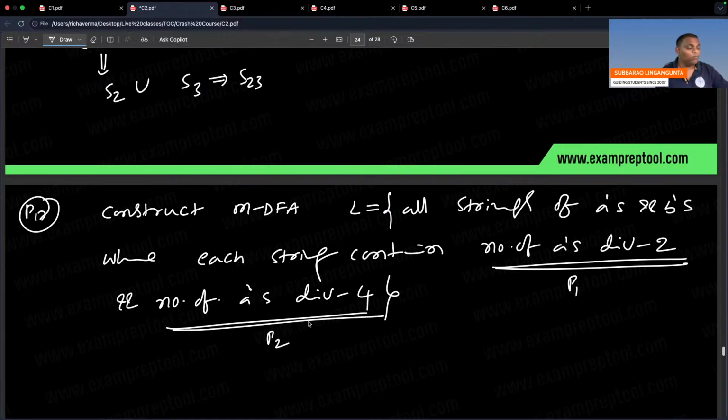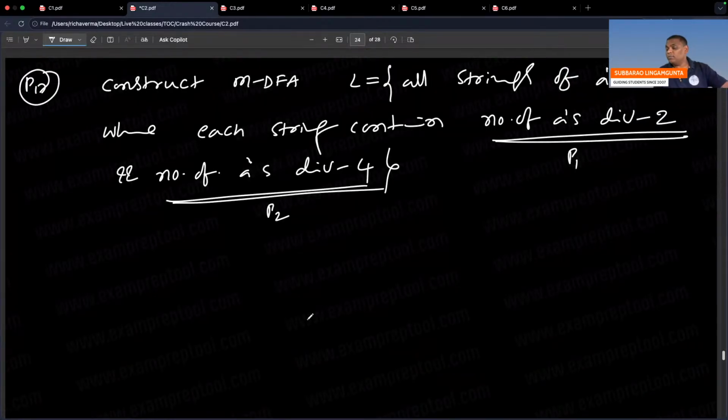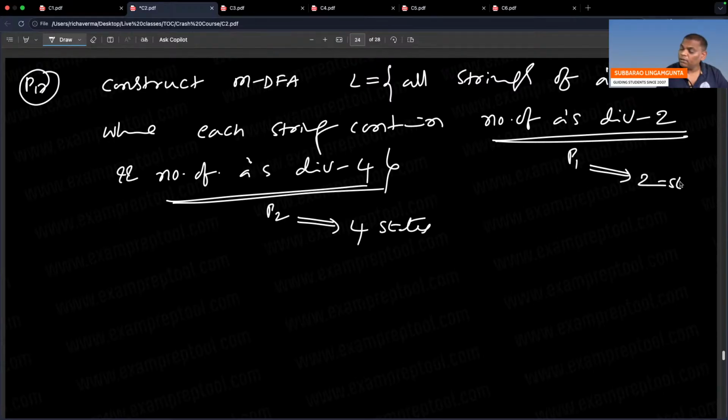This is the P2. Remember, same condition. See this one, same symbol. Even though B's are there, B's are not counting. Number of A's divisible by 2 is 2 states. Number of A's divisible by 4 is 4 states. That's okay. But remember, same symbol. If you don't use your brain, definitely problems will come.